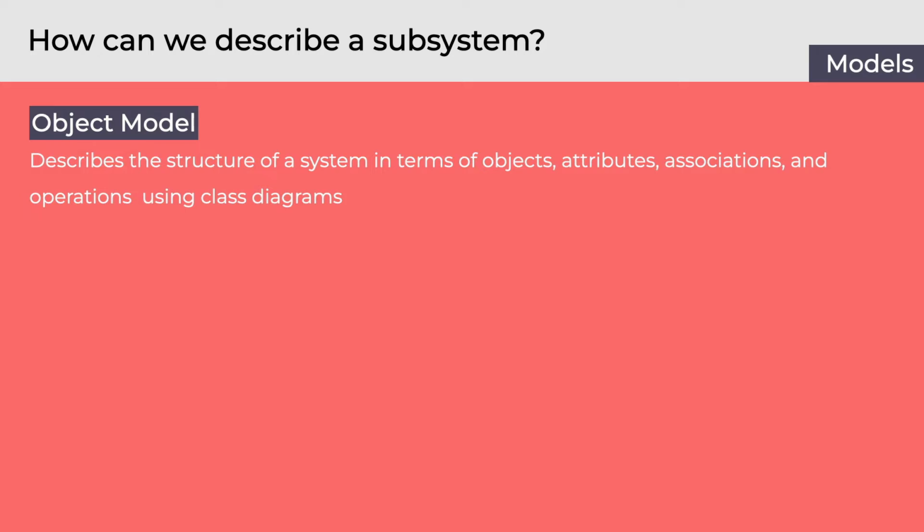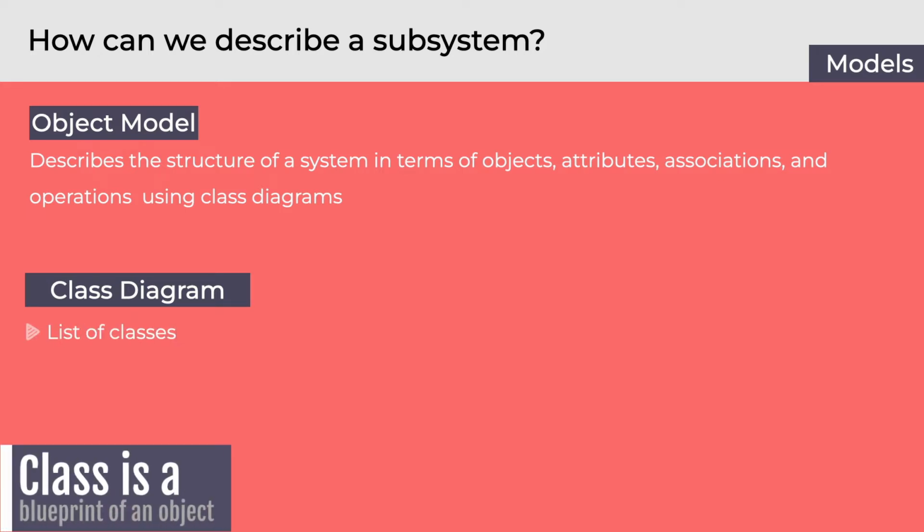The object model describes the structural system in terms of objects, their attributes, associations, and the operations that can be performed by the object itself. A class diagram is used to represent the object model for a system. Now let's see, what does a class diagram consist of? A class diagram primarily consists of classes that represent the system.